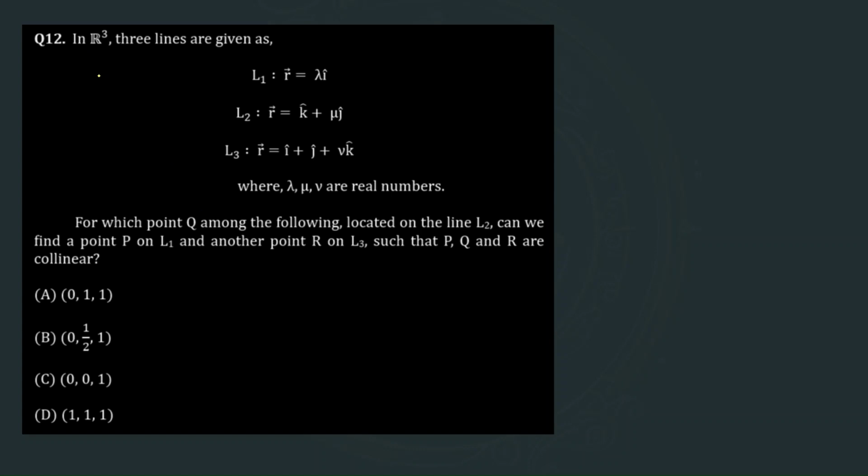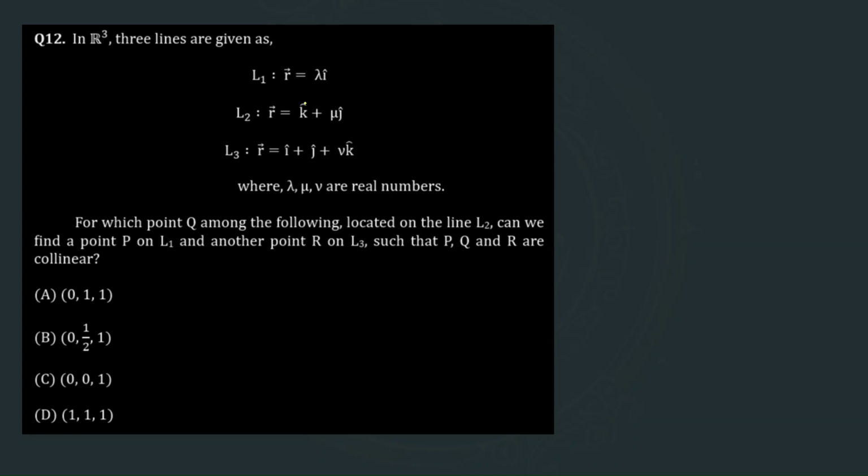The next question is from 3D geometry. In R cube, three lines are given as L1, L2 and L3, where lambda, mu and nu are real numbers. For which point Q among the following located on the line L2 can we find a point P on L1 and another point R on L3 such that P, Q and R are collinear. So we are to find a point Q on the line L2 such that if we pick a point, let's say P on the line L1 and R on the line L3, P, Q and R are collinear.